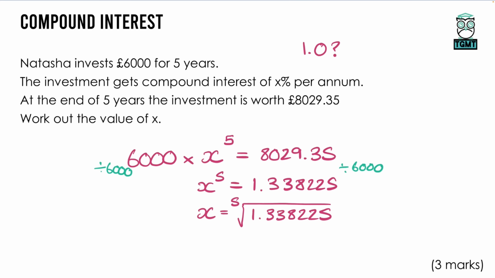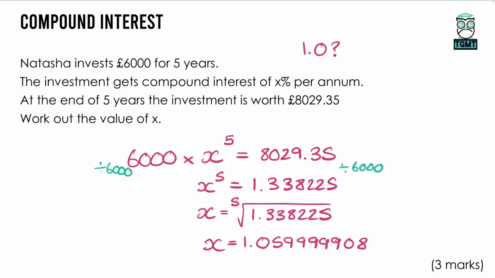So mine is behind a button that has an X with a little square on it. So I have to press Shift to get that button, and then I can put a 5 in the root box and then type in 1.338225, press equals, and I get X is equal to 1.05, and then lots of 9s. There's 4 9s there, 1, 2, 3, 4, 5 9s, 0, 8.